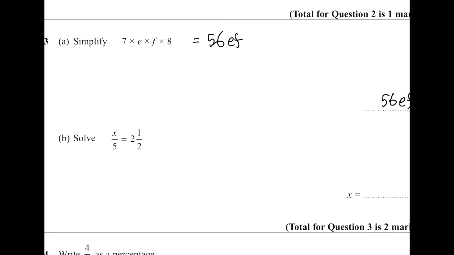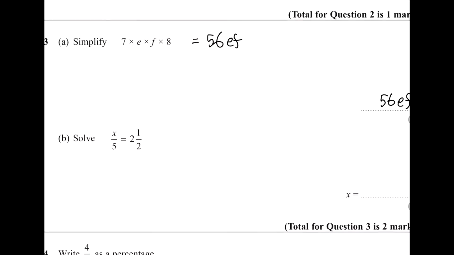Next one, it says solve for X. So what we need to do is move this 5 over to the other side of the equation. And if we do that, it turns into a multiply. So if X over 5 is equal to 2.5, then we can say that X is equal to 5 times 2.5. And if you do that, well, 5 times 2 is 10, and then 5 times a half is 2.5. So adding that together, we get 12.5.